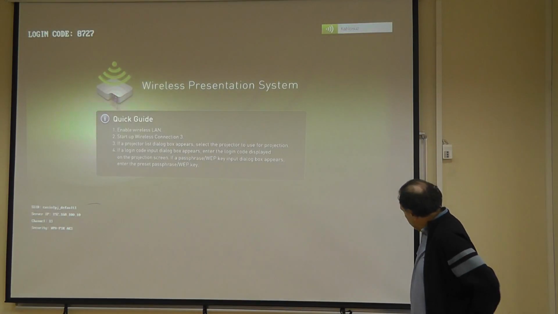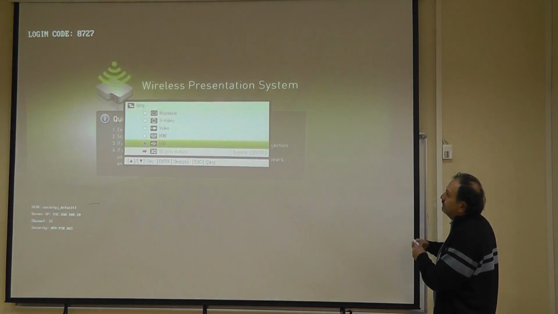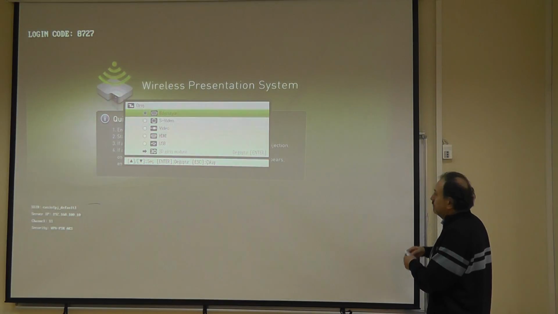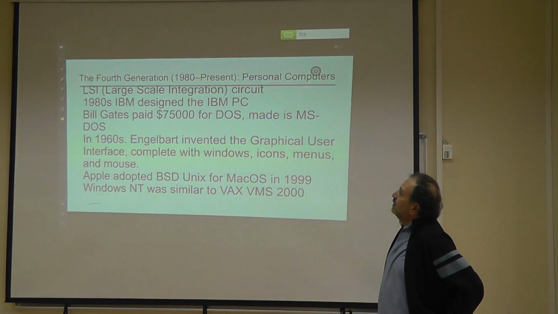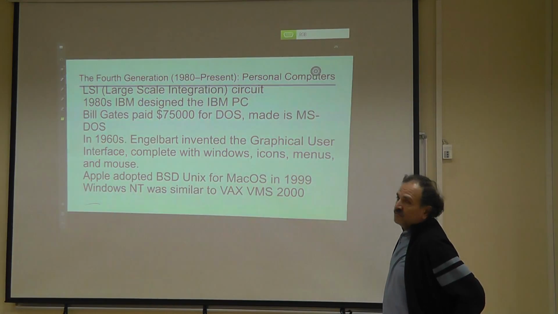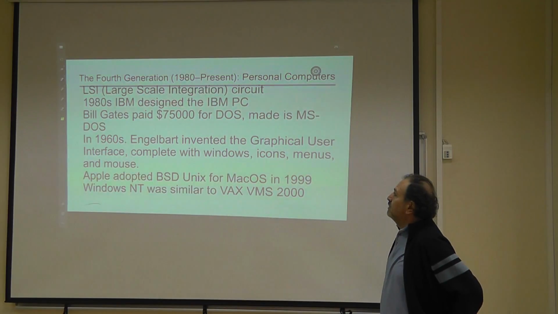Okay, let's talk about third generation, fourth generation, fifth generation. The fourth generation computers are personal computers, microcomputers, whatever you call them. These are the fourth generation computers. We have integrated circuits, but this time we have large scale integration. That means that we have more than a million transistors in a chip.